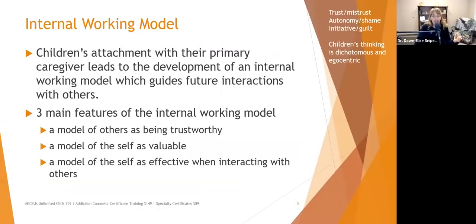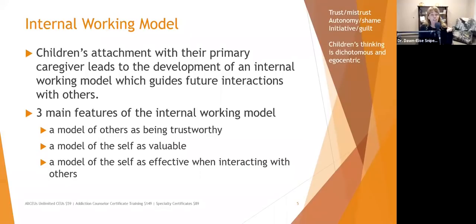Children's attachment with their primary caregiver leads to the development of an internal working model which guides future interactions with others. Oh my gosh. So if a child is in an environment in which the caregiver is inconsistent, the one person who was responsible for making sure that they were fed, clothed, safe, all that kind of stuff, they created this internal working model. This is what they expect from everybody else, because that one person is the one who was above all supposed to be the ideal relationship, so to speak, the way we're wired. So now the child has this internal working model that all people are inconsistent, that nobody is trustworthy. Remember, we're using those dichotomous words again. All, nothing, nobody. Three main features of the internal working model.